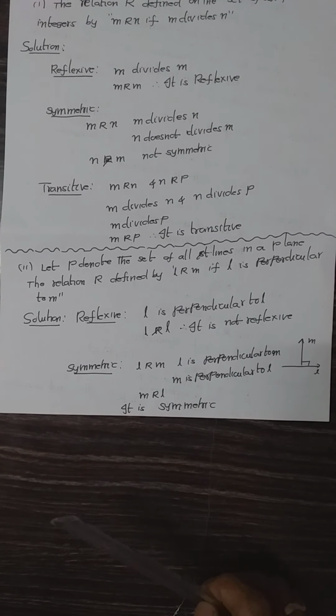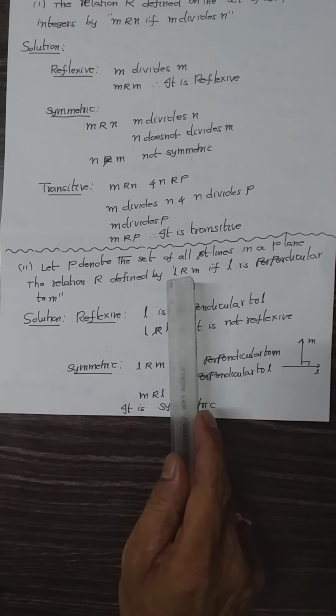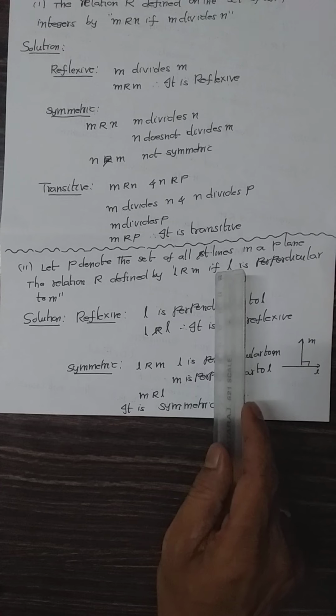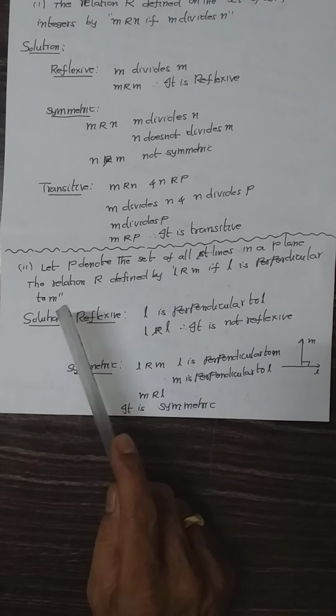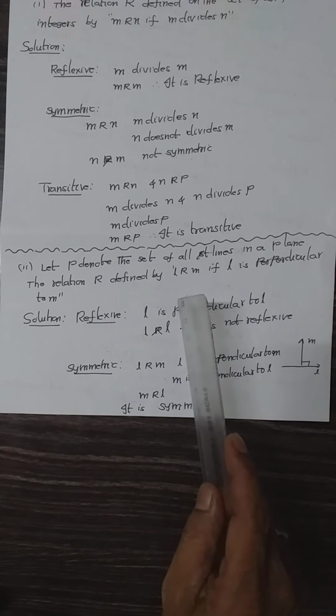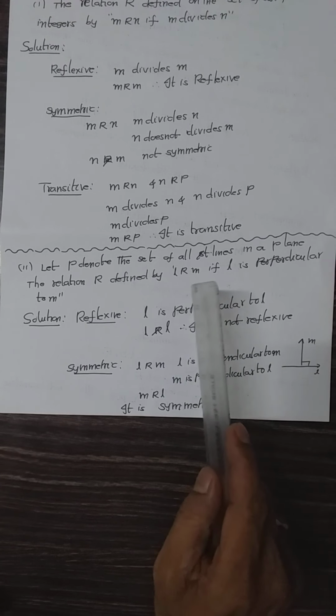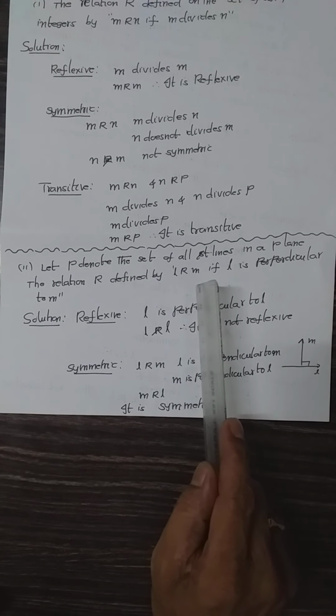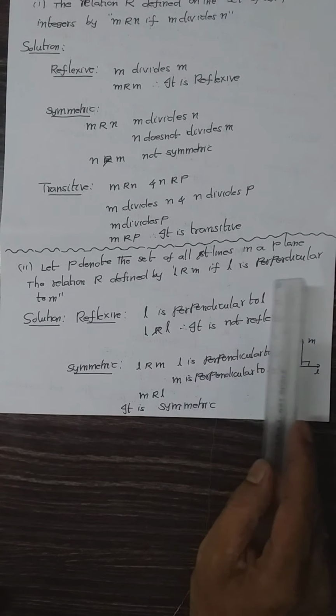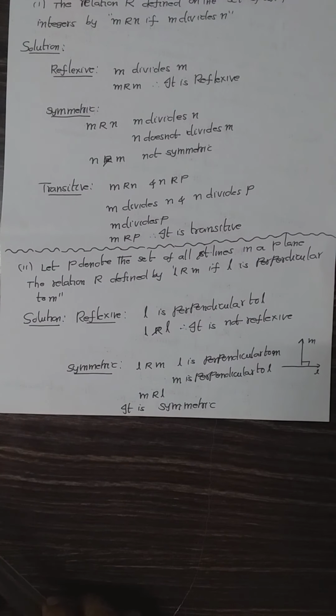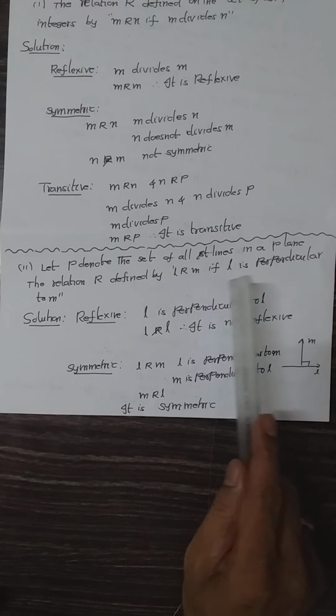Okay, students, in this video I am going to teach exercise 1.2, first Roman, second problem. Now let P denote the set of all straight lines in a plane. The relation R is defined by L related to M if L is perpendicular to M. So this is the statement they have given.